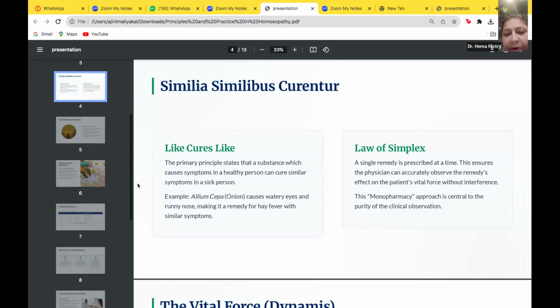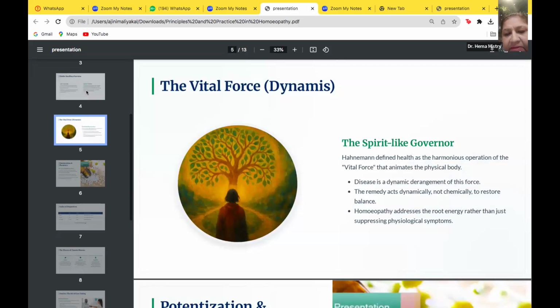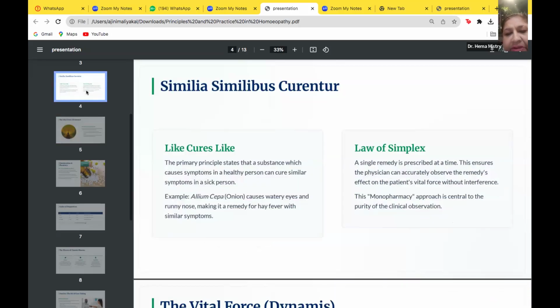Yeah. So we spoke about that anything that produces the signs and symptoms of a particular disease, when given to a healthy individual can produce that disease's symptoms. And when given to the person who is diseased with the similar symptoms, can cure those symptoms. That is how he came with the first principle and the law that is called like cures like, or law of similars, how it is called. So as mentioned, the primary principle states that a substance which causes symptoms in a healthy person can cure similar symptoms in a sick person.